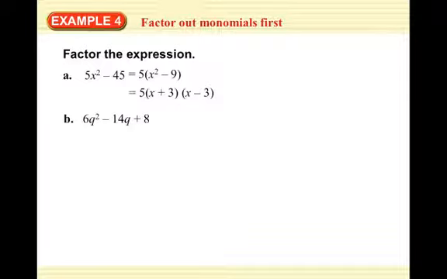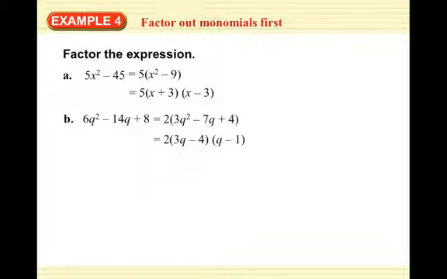Okay, let's look at 6q squared minus 14q plus 8. I do believe we can factor a 2 out of each one of those, and so we've got 3q squared minus 7q plus 4. And then if you use the AC method, you can see that 3q squared minus 7q plus 4 factors out to be 3q minus 4 times q minus 1.